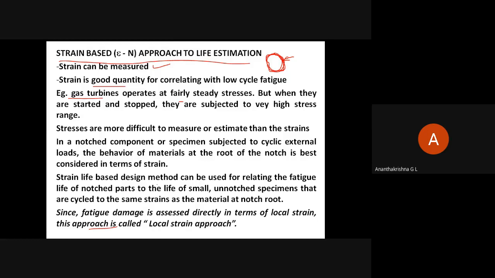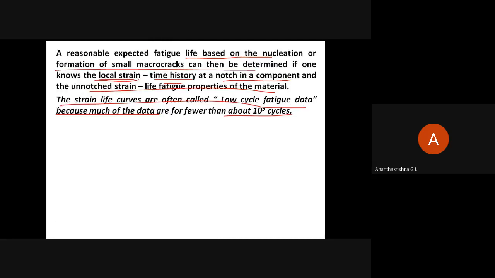And then you talk about notch. A notch can be in the form of a hole, or a groove, or a stepped shaft, or slots. They call those discontinuities in general a notch. Around the notch we can find the strain. Therefore this approach is also called the local strain approach. Is that okay? This is about the strain based approach to life estimation.